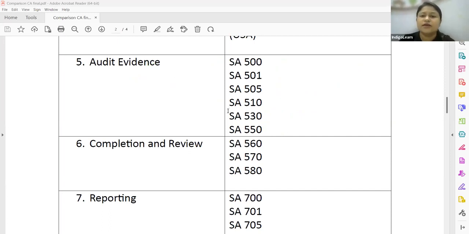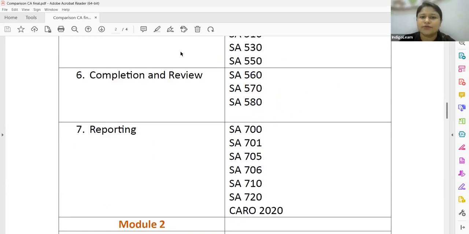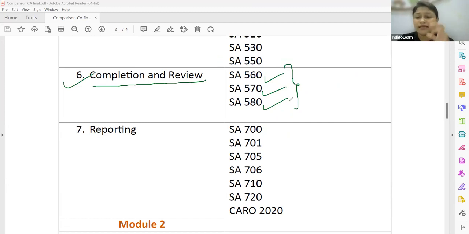Okay, then. Something which I call a very good introduction, that is the new chapter altogether called completion and review. We never had this kind of chapter earlier, and in fact, we studied 560 subsequent events, going concern, 580 written representation. Written representation we spoke of as a part of audit evidence earlier, but the right place to study it is actually the place where, after obtaining audit evidences but before preparing the audit report, there is some additional procedure which the auditor performs, which we call 580. Okay, so that's written in the presentation.